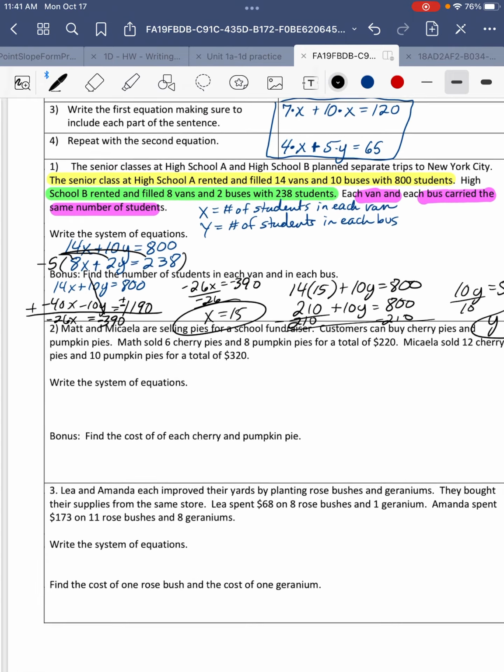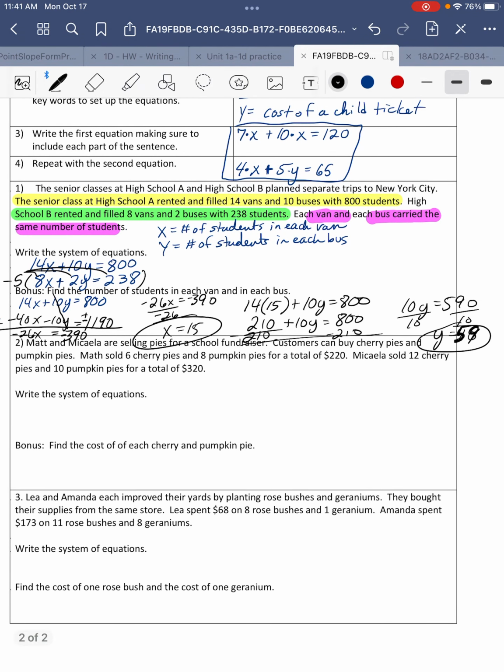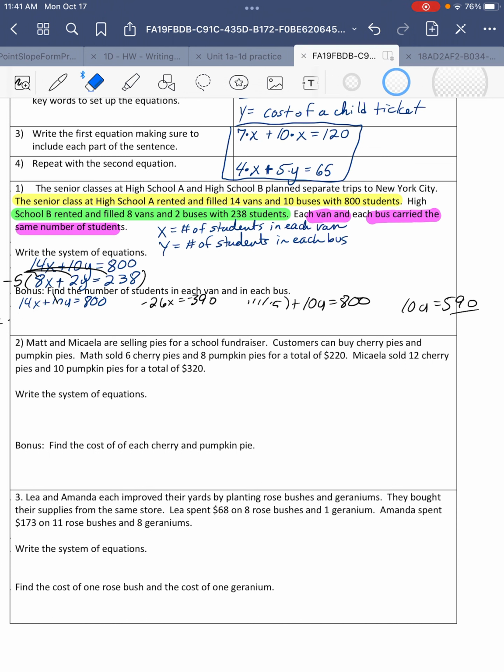All right, number 2. Matt and Michaela, so read this problem and then we'll get to it in a minute. So pause, read, and then we'll come back.